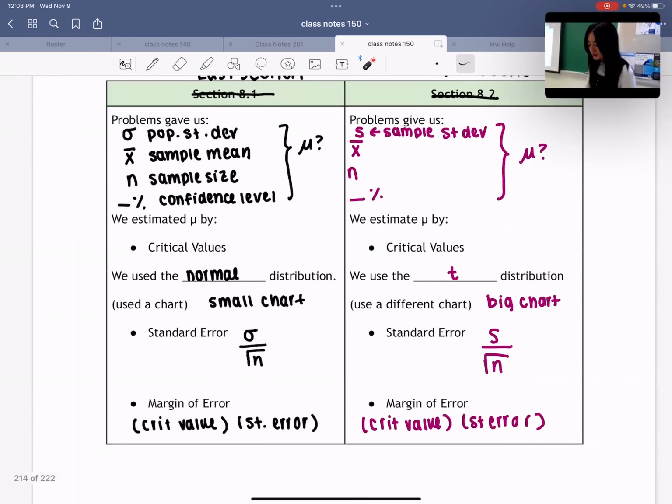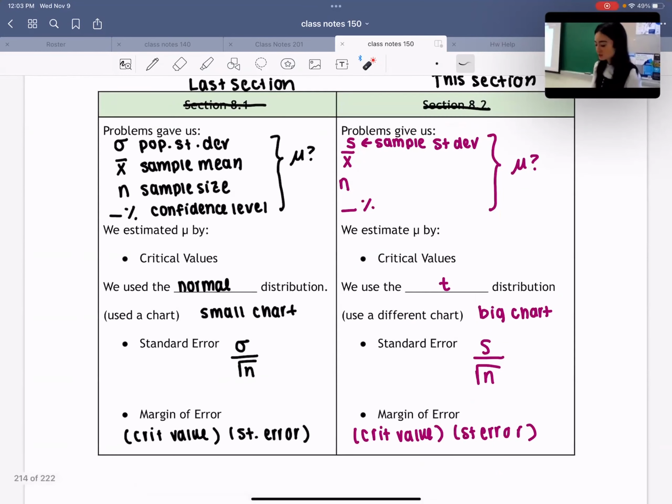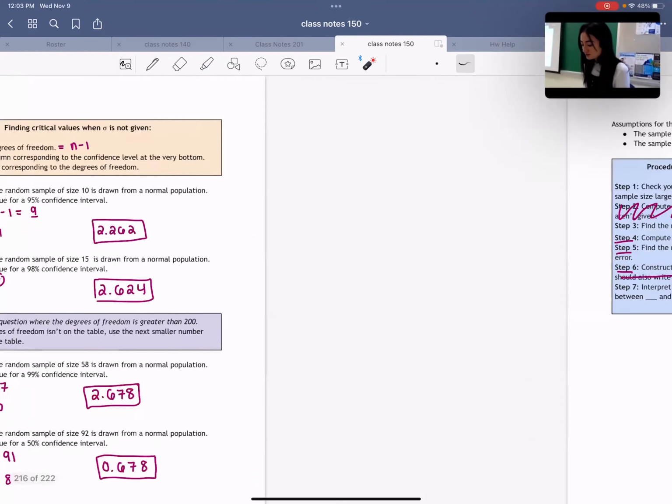Now, finding the critical values is a little bit different because instead of using the small chart, we're using the big chart. So that's another difference. And the standard error formula does look a little bit different, but it's still the standard deviation over the square root of n. So it's still the same thing, except there's a very slight difference in the process. Okay, we did a couple examples of using the big chart.